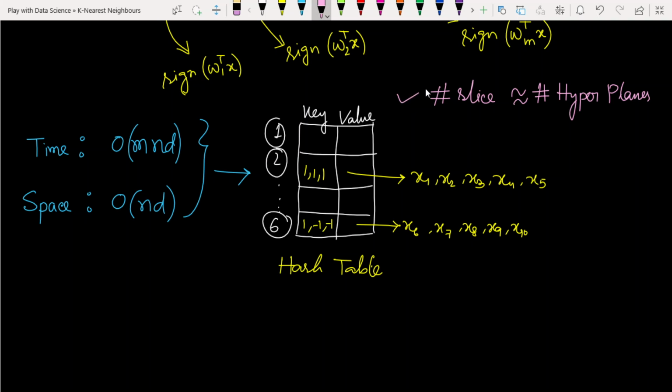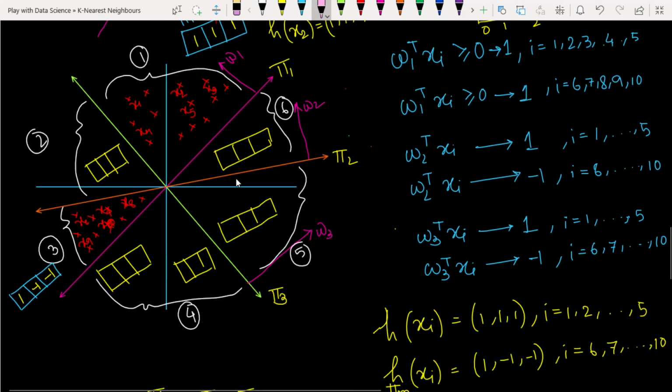This is the total. This is the simple formula. If we increase the number of hyperplanes, our slices of this plane will increase. Now the question is, at the end of the day we have to find the class label of a query point. This is the simple task for every classification, or for any machine learning algorithm.